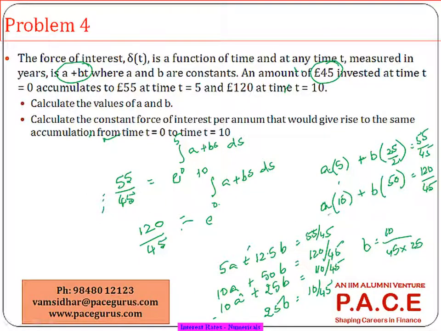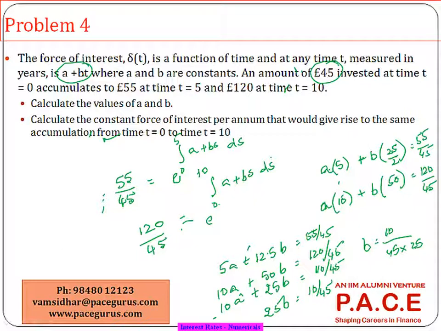So I can find out the value of 50b by doing a subtraction from this. Let me see if I have made any mistake here. E power 0.025a plus, oh, sorry. Probably we have to do this numerical again because, oh no, it's t squared. So a plus 25 by 2 b is 55 by 45. 10a plus 50b is equal to 120 by 45.